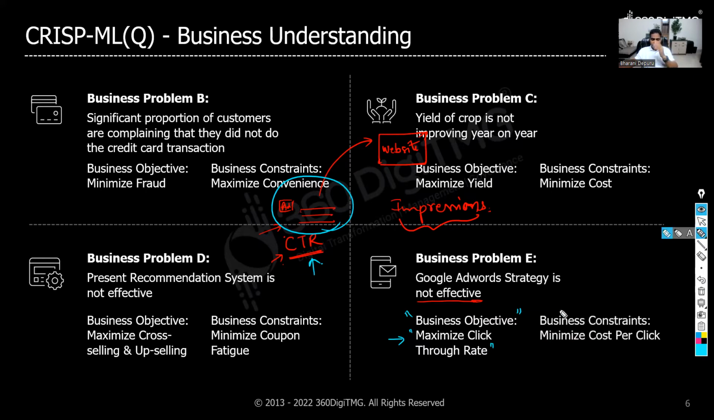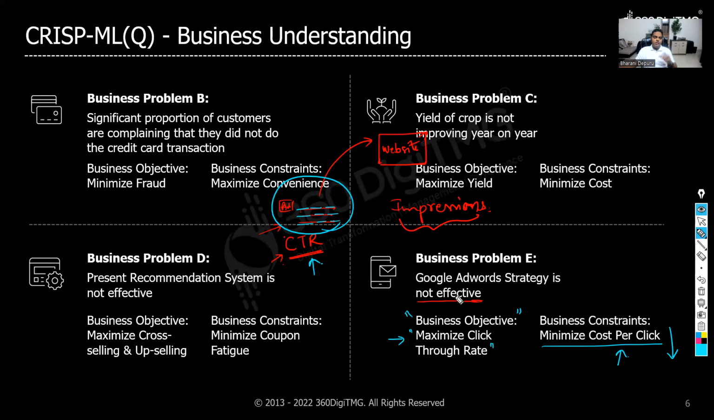So your business constraint would be to minimize the cost per click. Your customers would say that, while you're trying to maximize the click-through rate, I also want you to help me minimize the cost per click, because each time you click, Google is going to charge you some money. But if your ad is well written, if the keywords in your ad are perfect, then you know what happens? Google is going to reduce the cost per click because they believe this is a very effective advertisement. So let me charge less, right?